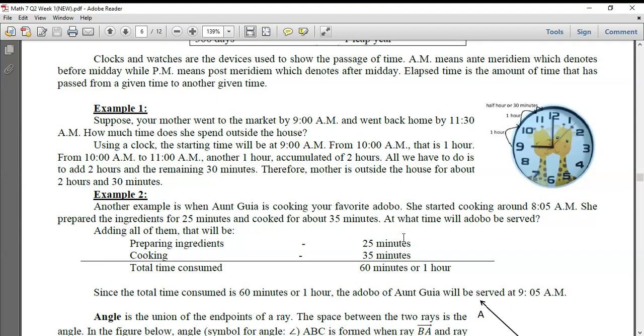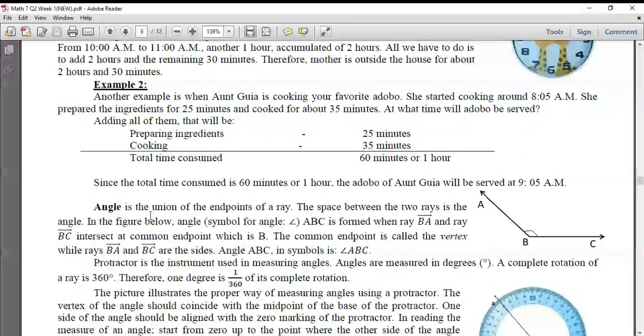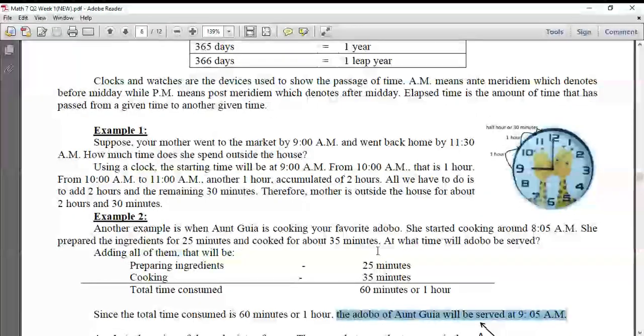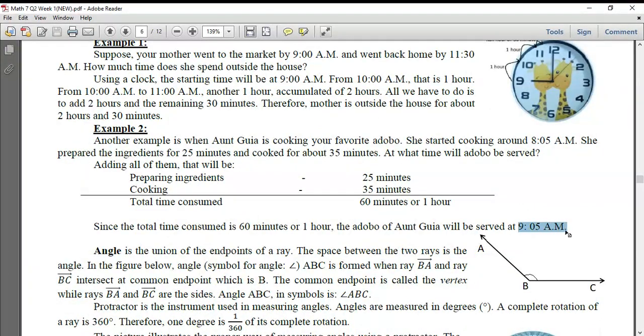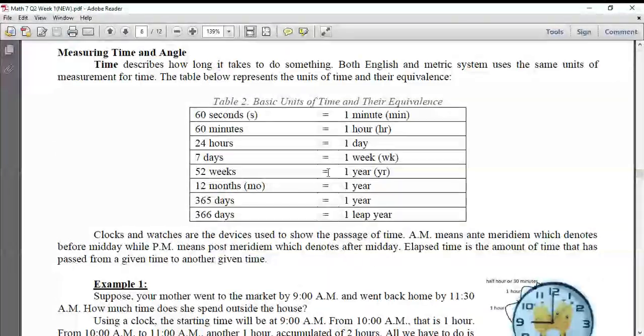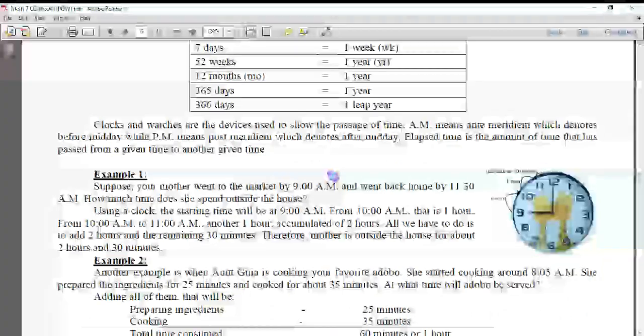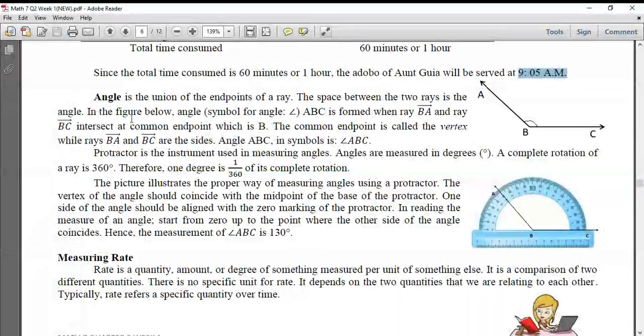Okay? So, yung conclusion natin, since the total time consumed is 60 minutes or 1 hour, the adobo of Aunt Gia will be served at 9:05 a.m. Okay? So, kasi nag-umpisa siya ng 8:05 a.m. So, kung 1 hour lang yan, so that's 9:05 a.m. Okay? So, that's all about time, measuring time. So, madali lang. Yeah, let's proceed to angle.